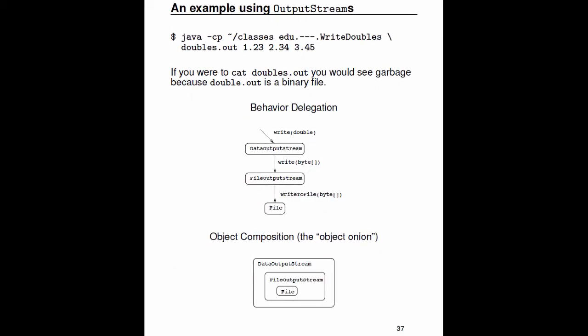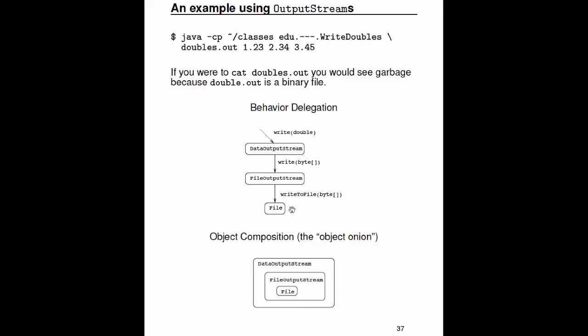Well, so why is this interesting? Well, again, these output streams that we've been working with are good examples of behavior delegation and separation of responsibilities. So in that last example, what I wanted to do was write some doubles to a file. And instead of there being one class that provided all of that functionality, we leveraged a couple of classes to do it. So let's start from the bottom here and go up.